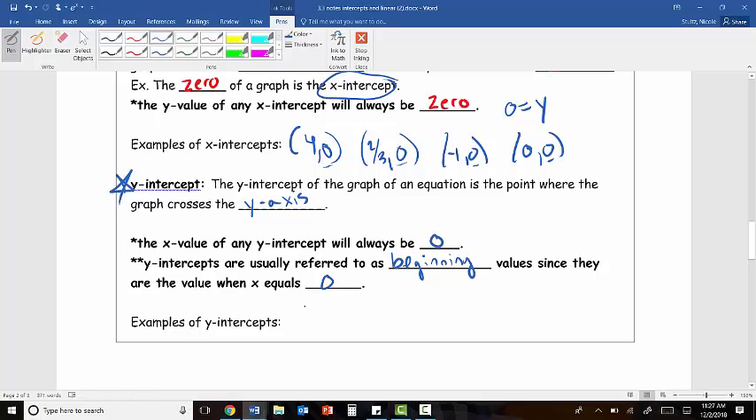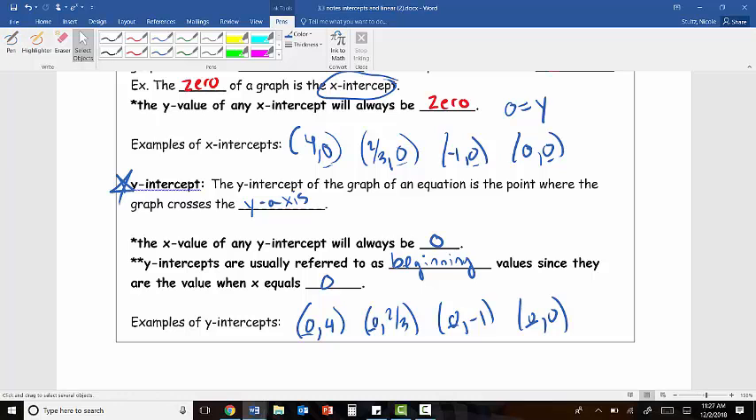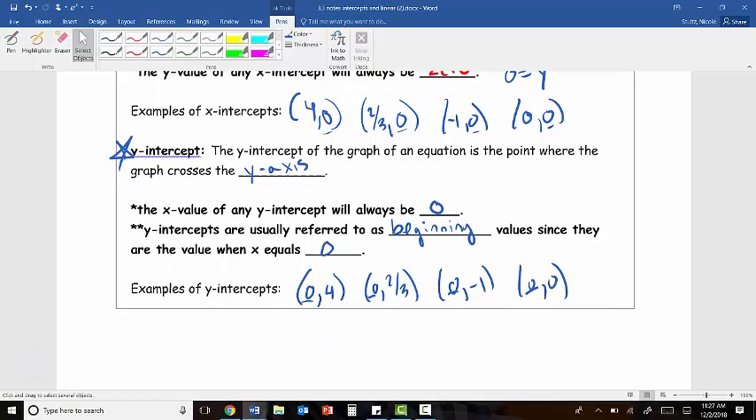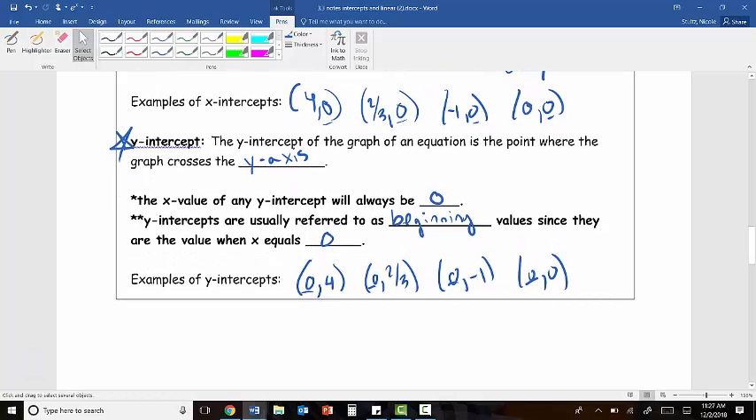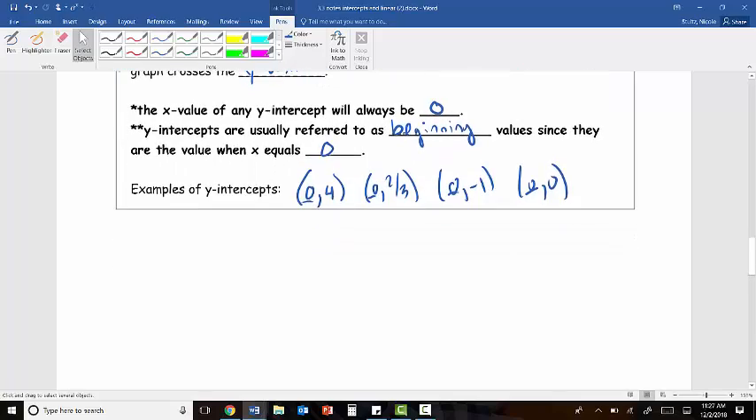With the y-intercepts, it's just going to be reversed. So 0 is going to be in the x spot, and whatever you get for y is going to be in the y spot. So it's basically like reversing all of the ordered pairs that you see above. So these are all y-intercepts, and notice 0 is in the front of those. So it's really important that when you spot an intercept, you have the number 0 in the correct place.